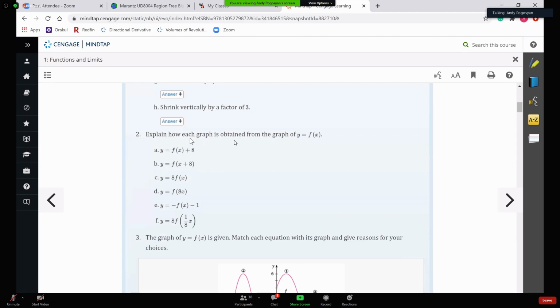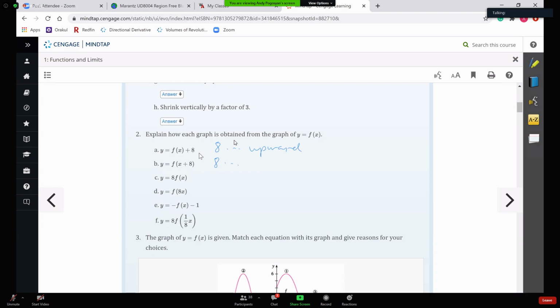Okay, explain how each graph is obtained from the graph of y equals f of x. Number 2. A, y equals f of x plus 8. We'll move the graph up by 8 units. Up, correct. 8 units upward. If it's f of x plus 8, 8 units to the left. 8 units to the left, correct.